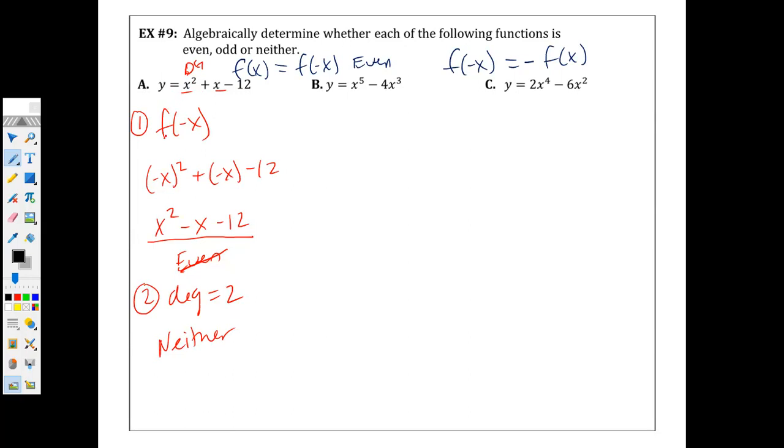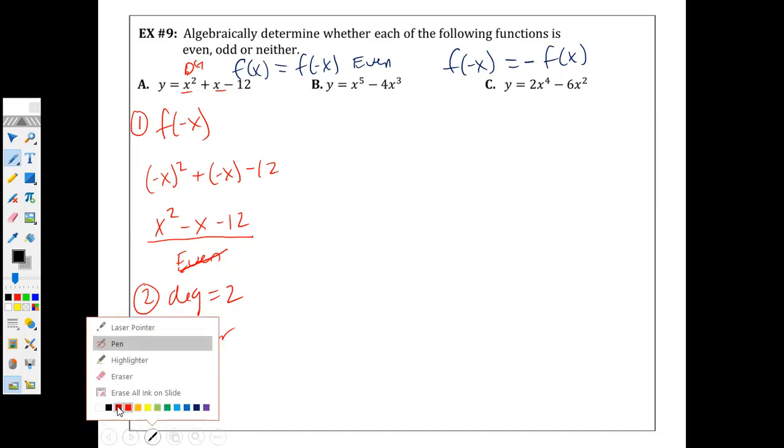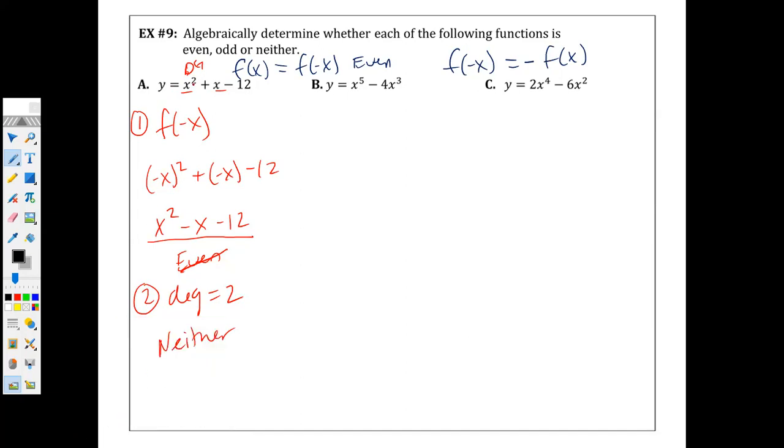Because if I have a quadratic, it's going to be doing this either way, right? It's going to be doing even behaviors. So therefore, it can't be odd, if I flip it, it's going to be different. It's because the degree is even.